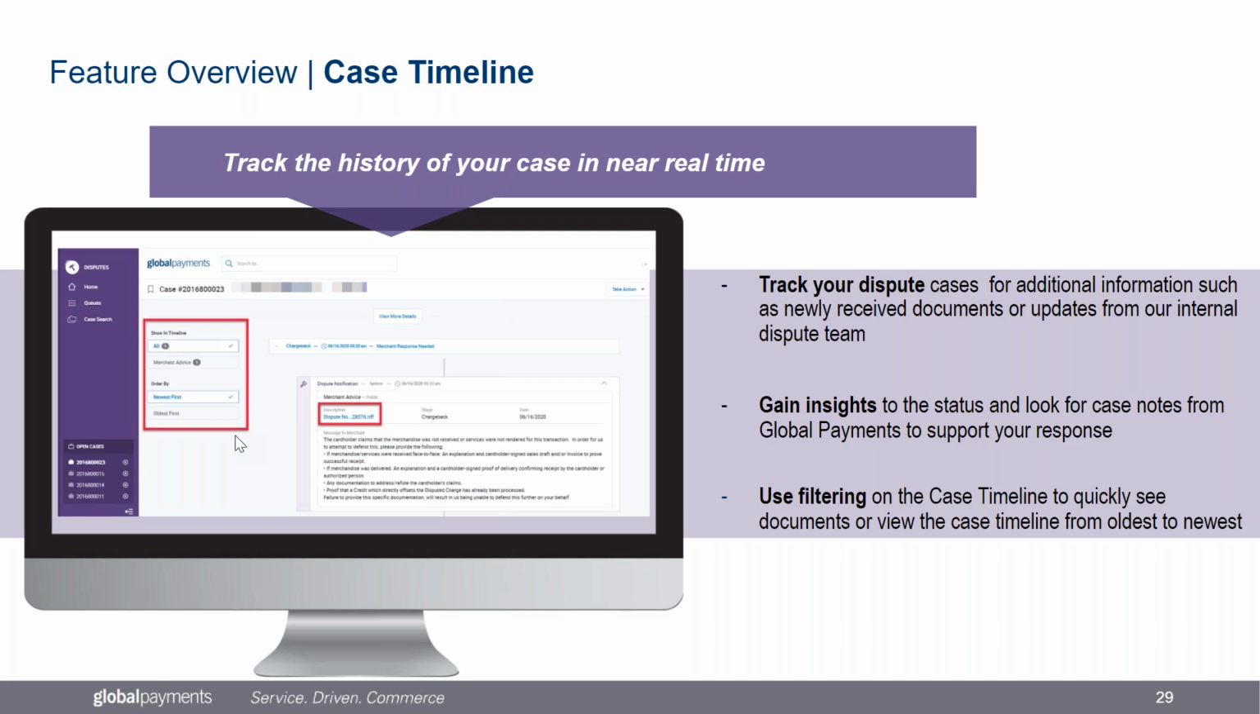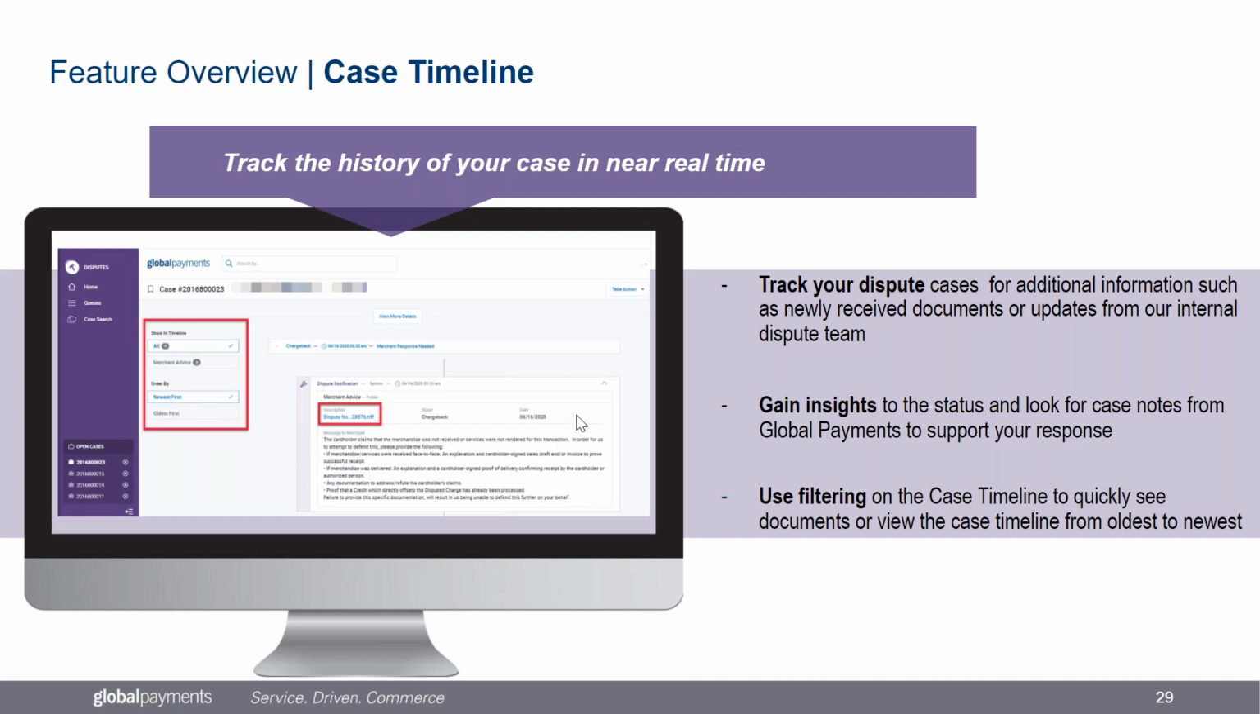So for instance, if you want to look at the merchant advice, which is a letter that's generated, you can sort by that. If you want to look at bank documents, you can sort by that. If you want to look at the documents you uploaded, you can sort by that. And then you can also sort it by the newest to the oldest.